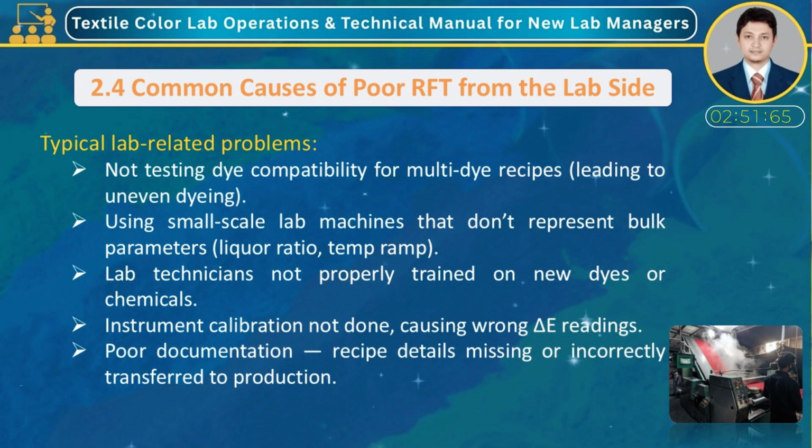Common causes of poor RFT from the lab side. Many RFT failures originate in the lab. Common causes include poor dye compatibility testing, lab machines that do not represent bulk conditions, and insufficient technician training. Uncalibrated instruments and poor documentation also lead to wrong shade decisions. These issues must be controlled at the lab level to prevent costly production rework.